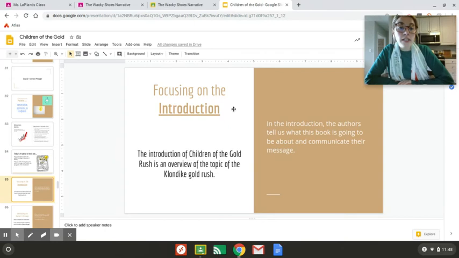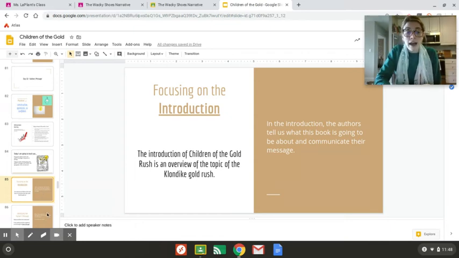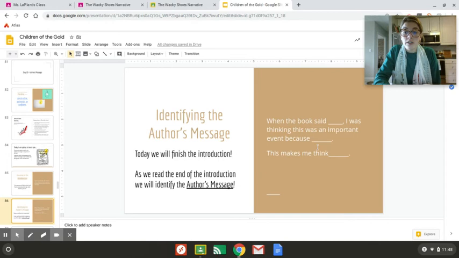So we're focusing on the introduction. And the introduction of The Children in the Gold Rush is an overview of the topic of the Klondike Gold Rush, right? So we know that it's an overview about what's going to be within this entire anthology. In the introduction, the authors tell us what this book is going to be about, and they communicate their message. Not every book has an introduction. Most anthologies do. But if it doesn't have an introduction, you can still find the author's message by looking at the important events as you read the entire text.